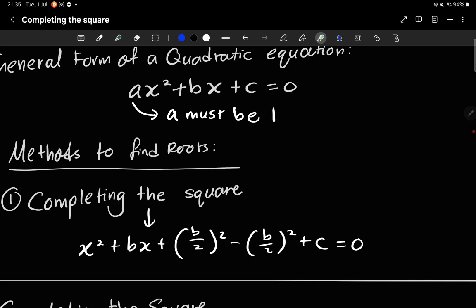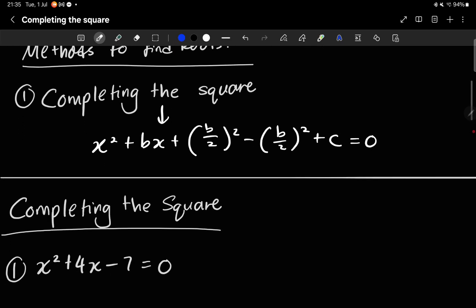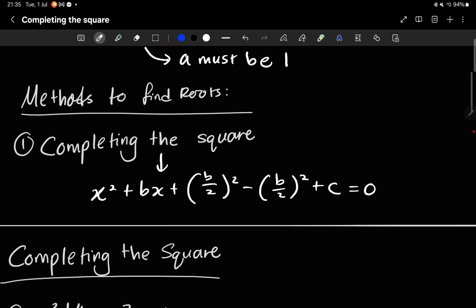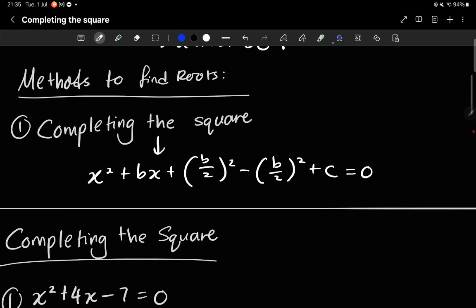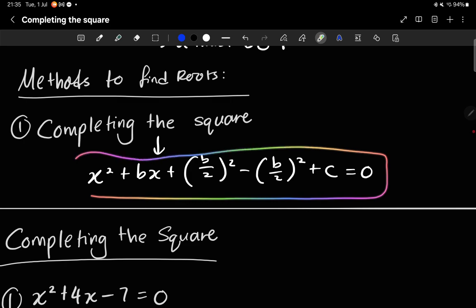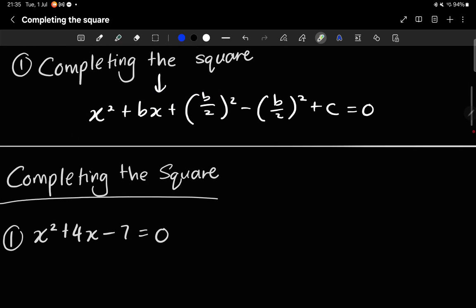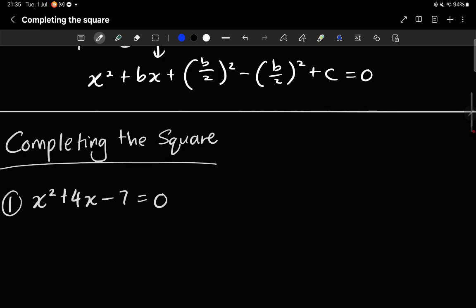So whenever solving by completing the square, we must start with the x squared in front without anything else in front. Okay, so in this formula we've seen x squared plus bx plus bracket b over 2 squared minus b over 2 squared plus c. Now it looks a bit confusing from here on how we can apply this, but by jumping into a question, you'll see how we can easily do this.